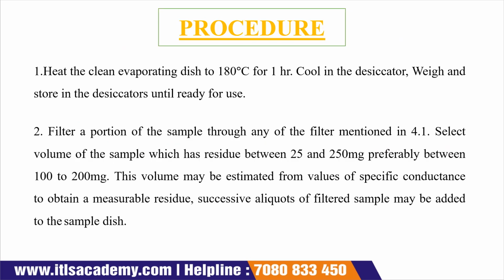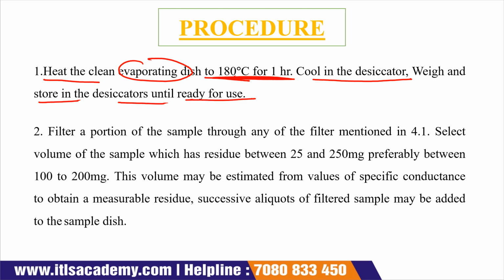Okay, the first step is to heat the clean evaporating dish to 180 degrees Celsius for 1 hour. What we have to do, first of all, is take an evaporating dish, clean it, and then heat it at 180 degrees Celsius for 1 hour. Then it should be cooled in a desiccator, and we store it in the desiccator until ready for use. Okay, so until this evaporating dish is used, it should be kept in a desiccator.